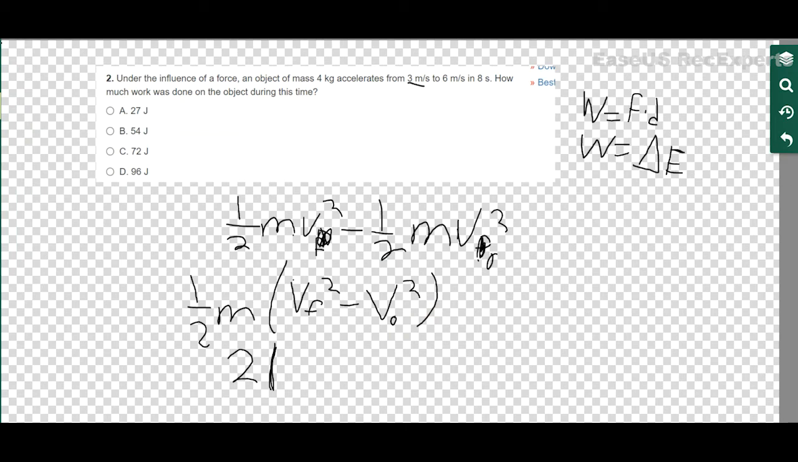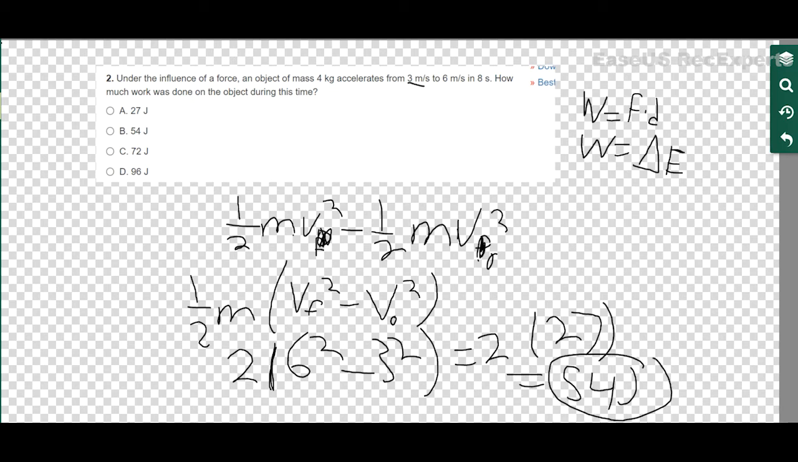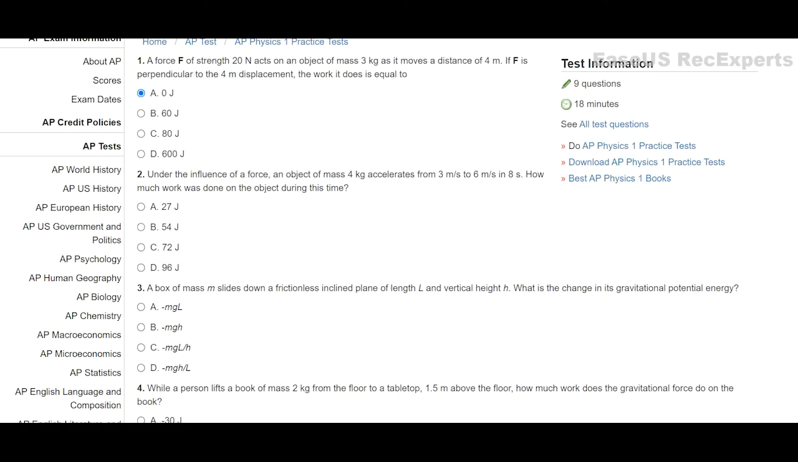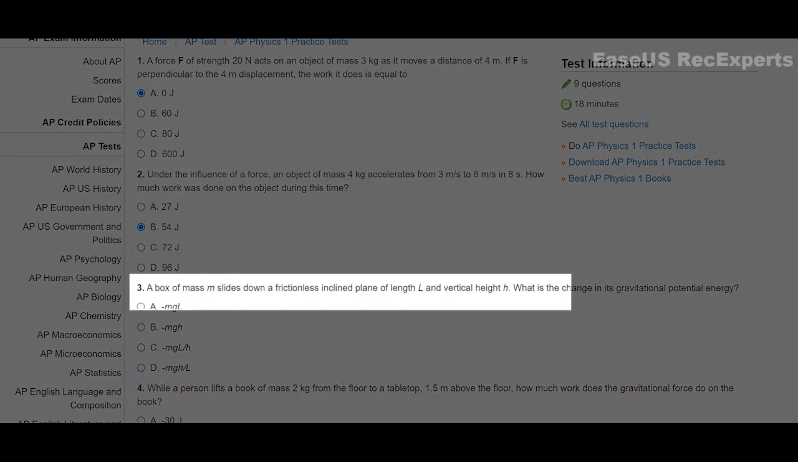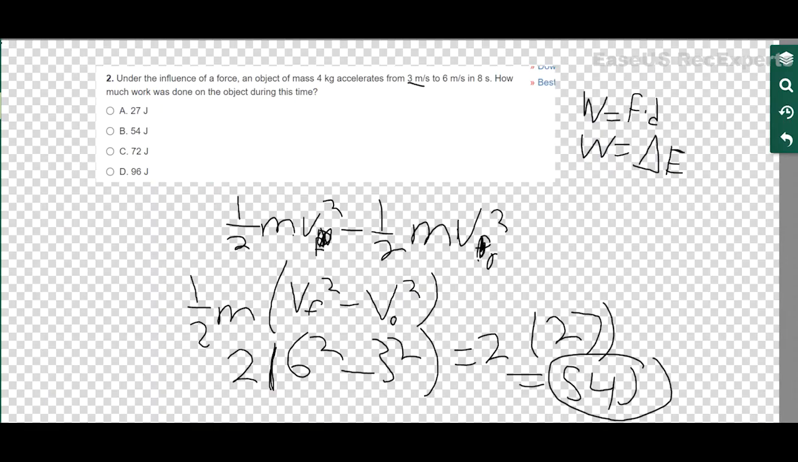Right, so now you know that your V final is equal to 6 meters per second, and your V initial is 3. So you're going to do 6 squared minus 3 squared. Within the parentheses, you should get 36 minus 9, which gives you 27. And then if you multiply that out, you get 54 joules. And that is your answer, which corresponds to B.